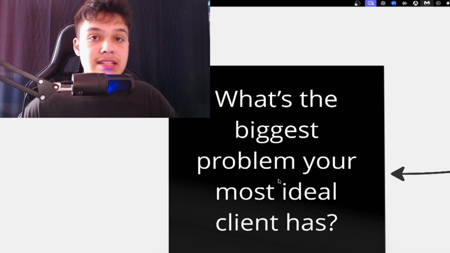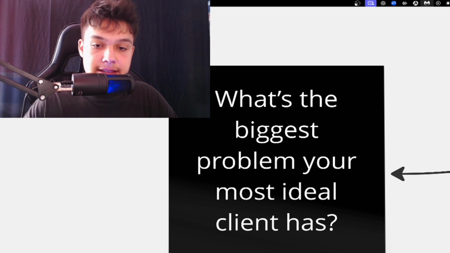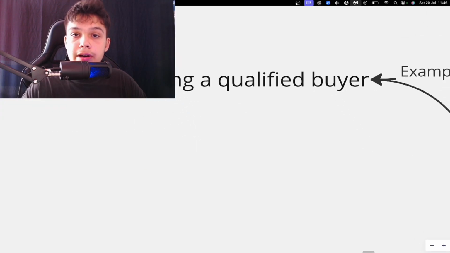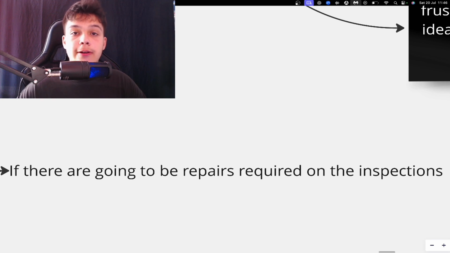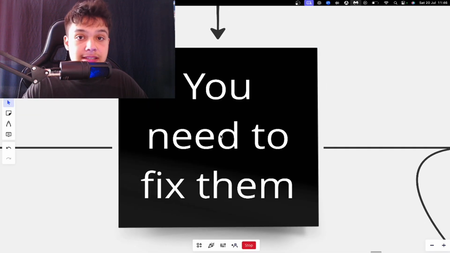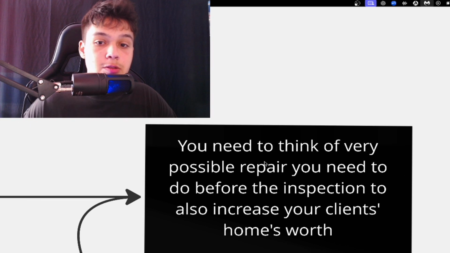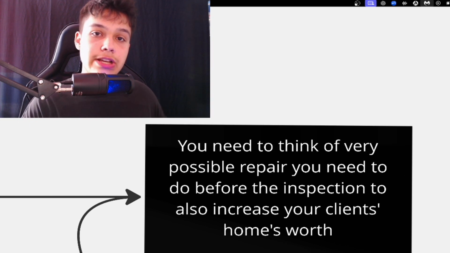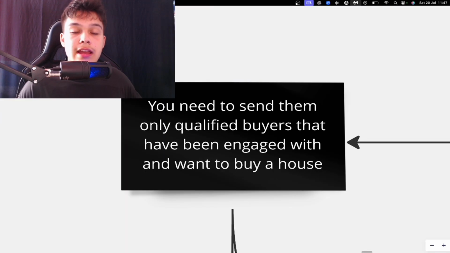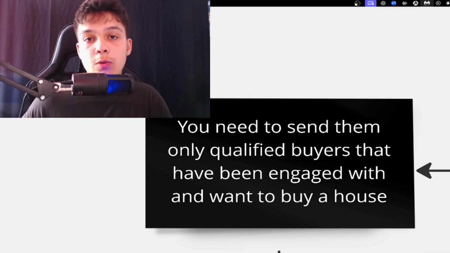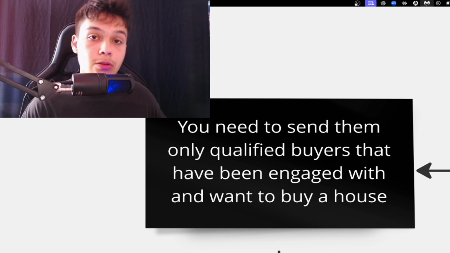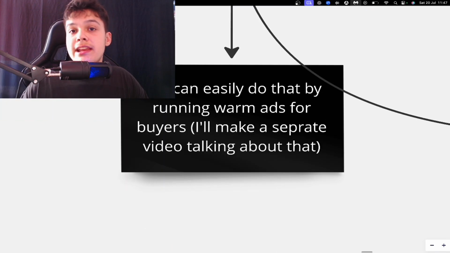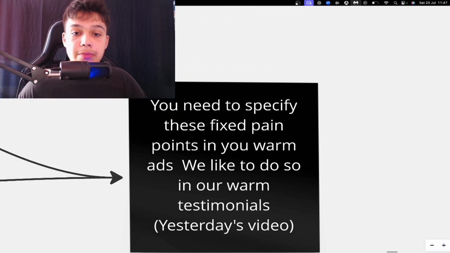The second one is, what's the biggest problem your most ideal client has? For example, it could be finding a qualified buyer, or whether there are going to be repairs required after the inspection. You need to fix them. For example, for the inspections, you need to think of every possible repair that you need to do before the inspection, to also increase your client's home value. Or for the buyers, you need to find them qualified buyers that have engaged and are looking to buy a house right now. And you can easily do this by running warm ads for buyers. You need to specify these fixed pain points and then highlight them in your warm testimonials.